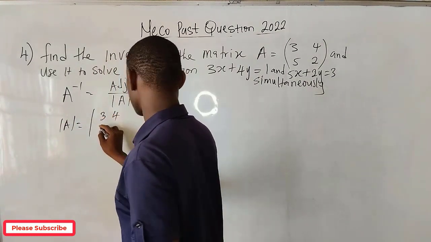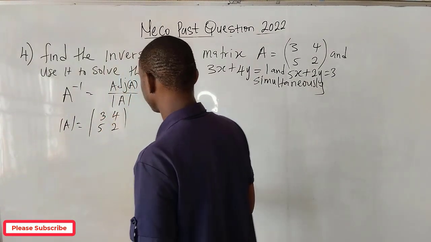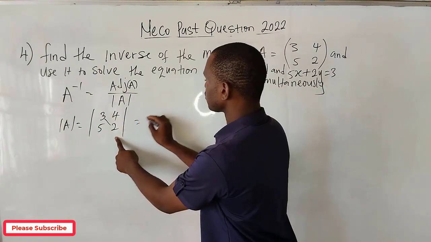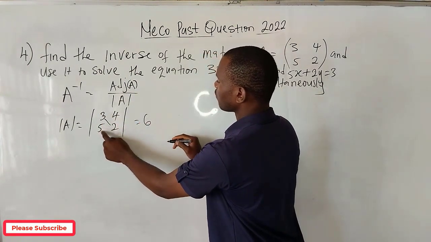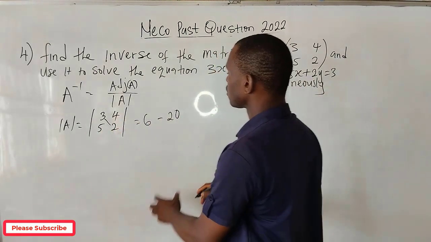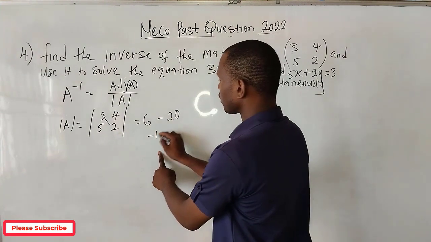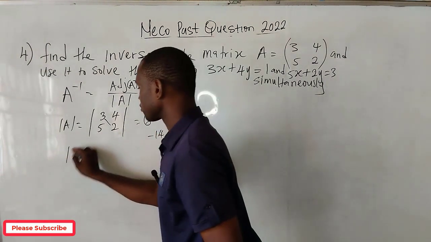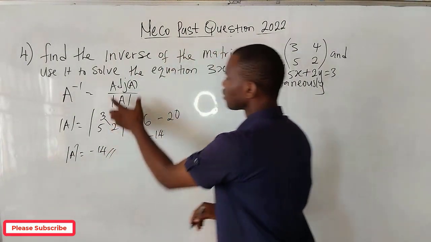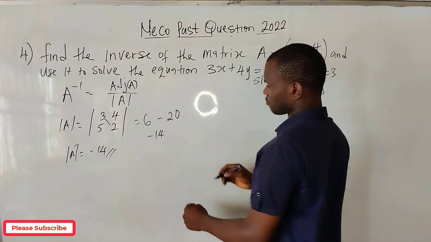we have 3, 4, 5, and 2. Then multiply 2 and 3. 3 times 2 will give me 6. Multiply 5 and 4, minus, this is 20. 6 minus 20 will give me minus 14. So my determinant is minus 14. Keep it. Let's solve the adjoint of A.